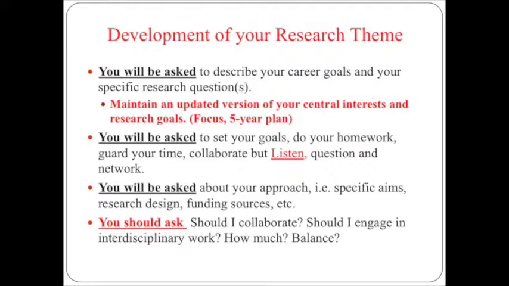So this is with respect to career goals and specific research questions. That's what I was getting at with the specific aims, which I'm going to move to at the end. I like this idea of maintaining an updated version of your central interests and research goals, and I don't think it's just applicable to junior faculty. I do it. I always have to do it. I have to keep myself asking, where am I? Where is this project? Where is this paper going? I get off on too many things and I have to make sure I'm focused.